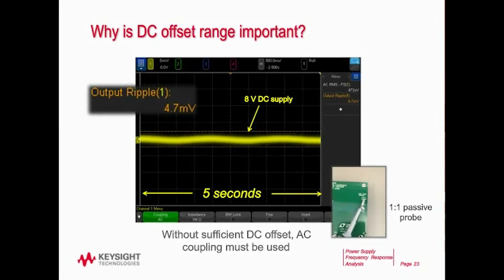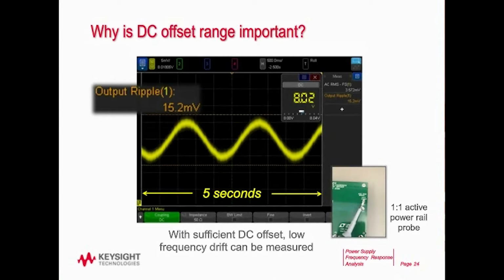Now I've got the time base of the scope set up on a pretty slow time base range, 500 milliseconds per division. And so we got 5 seconds across the screen. If your screen is large enough, perhaps you can see some very low frequency modulation going on on that output DC supply. My next slide, now I've changed over and I'm using the 1-to-1 active power rail probe, which has plus or minus 24 volts of DC offset. So now I can preserve the DC component, and now all of a sudden you see this very slow modulation has gotten much larger, and now I'm measuring 15.2 millivolts.